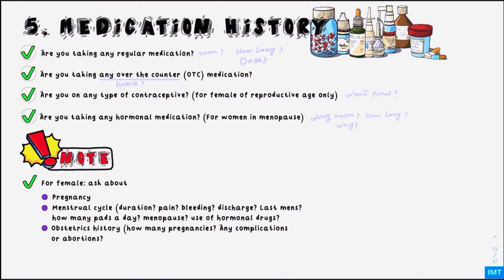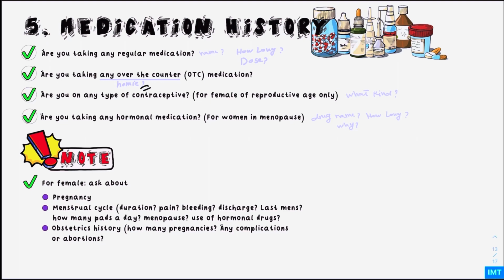Next, we talk about medication history. Take a little bit of time here because this is a very, very important part. Ask your patient an open question: are you taking any regular medication? The name of the medication, how long, and the dose. For example, your patient is a 57-year-old male who had an MI 2 years ago, and now he's taking aspirin, clopidogrel, both of them 75 milligram once a day. Okay? Next, are you taking any over-the-counter medication? Okay.